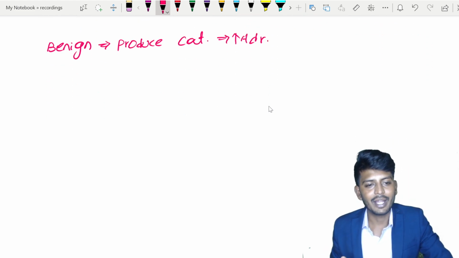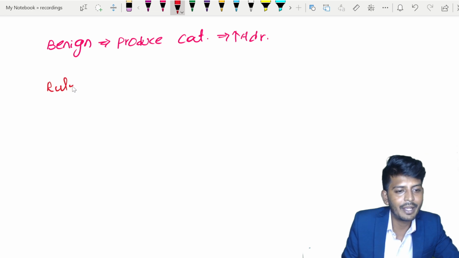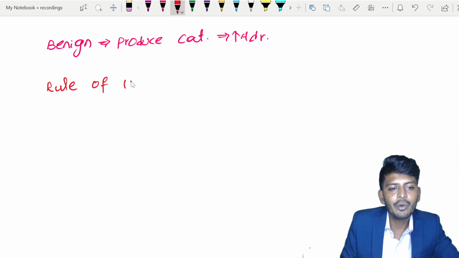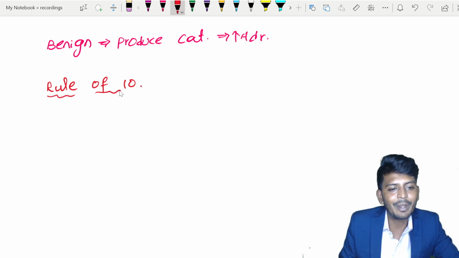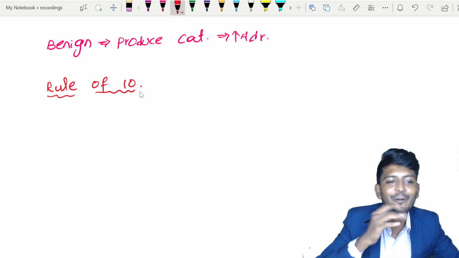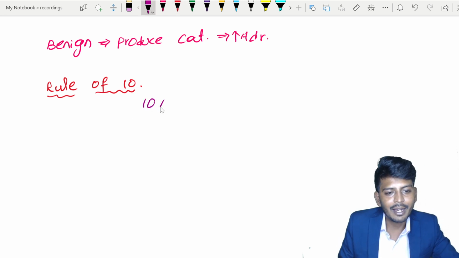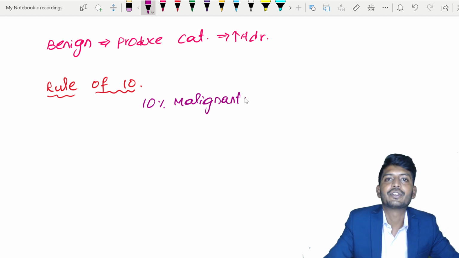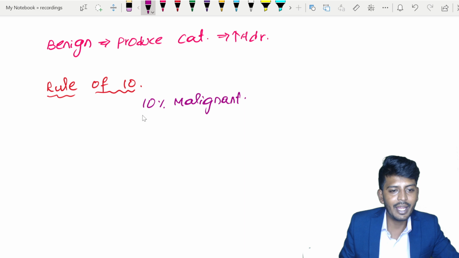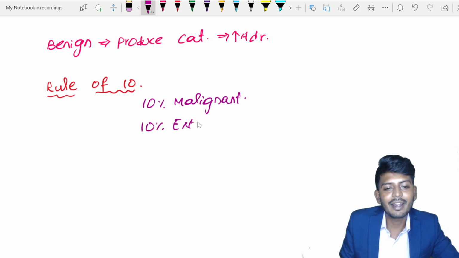Now, my dear students, I want to introduce you to something called the rule of 10. What is this rule of 10? It is a basic technique to remember the important facts about pheochromocytoma. 10% of pheochromocytomas are malignant in nature. The next 10% are extra-adrenal.